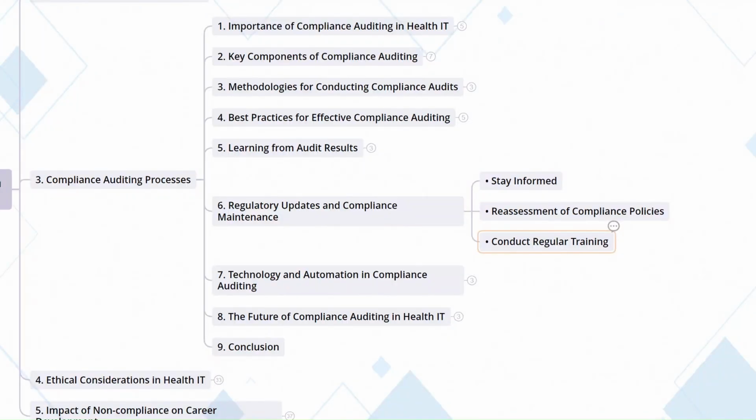Next, conducting regular training. With every regulatory update, it is essential to conduct training sessions for staff to understand the changes and how they impact existing compliance practices. Continued education fosters an environment of compliance awareness.